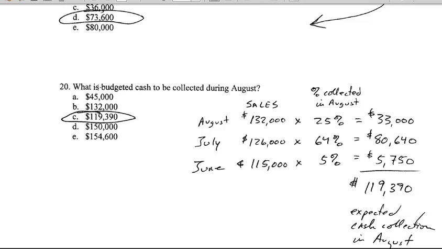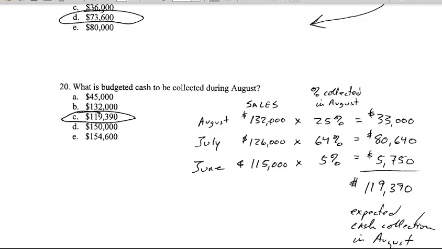The next question says, what is the budgeted cash to be collected in August? So now we're worried about, okay, in August, how much are we collecting in total? So you've got to think about the sales from that month plus the sales from the prior months. So if you think about August sales were 132,000. We know we're going to collect a quarter of that in the same month. So 25% of that is going to be collected in August. The rest of August sales aren't going to be collected until September and October.